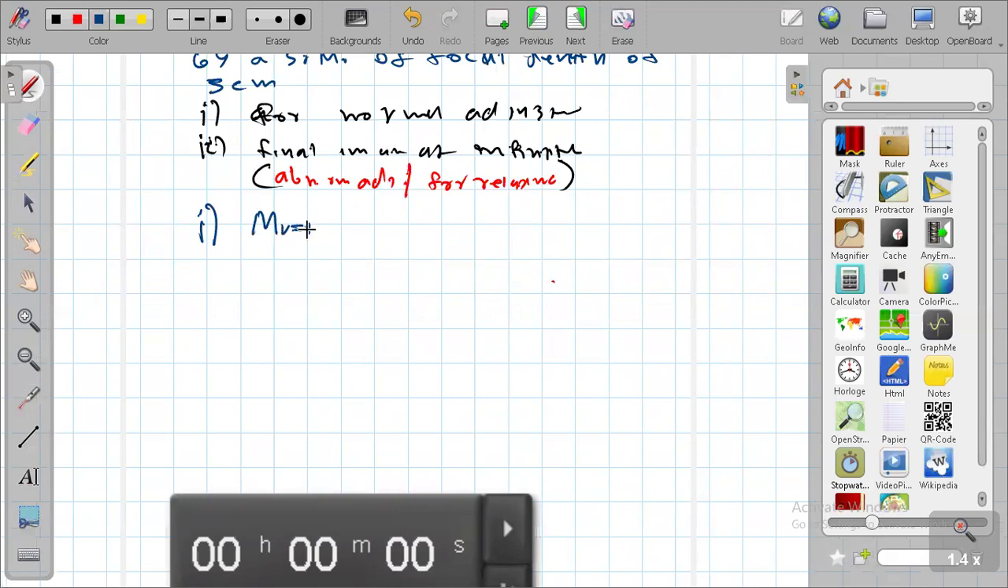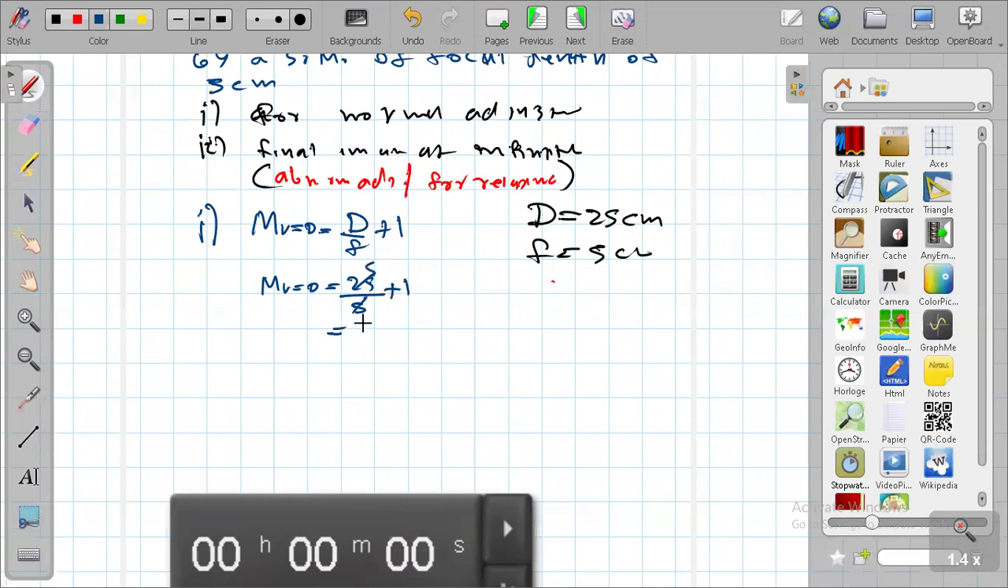MV equals D equals D over F plus 1. Everybody knows the value of D. D is 25 centimeters. F is 5 centimeters. So what is the final result? MV equals D equals 25 over 5 plus 1. 5 plus 1. The final answer is MV equals D equals 6. That's it.